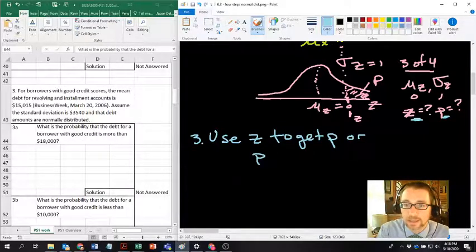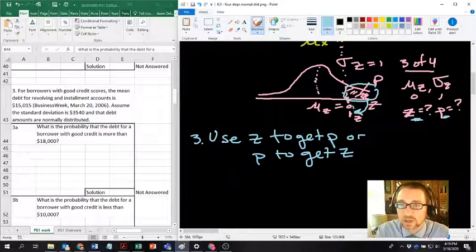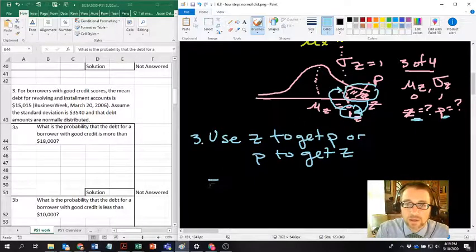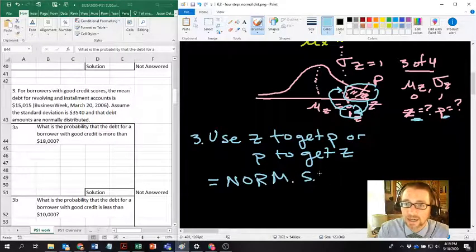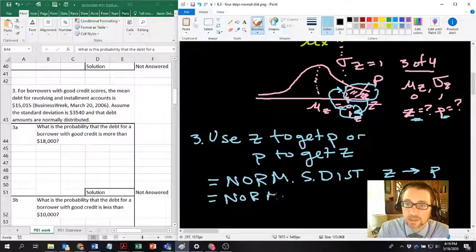or to get z. In this scenario, either we have an area, in which case we need to relate it to get the z, or we have a z, in which case we need to relate it to get the area of some kind. The trick here is we're either going to use NORM.S.DIST, and that'll get us from some z to the area to the left, some area p, or we use NORM.S.INV, which will get us from p to z.